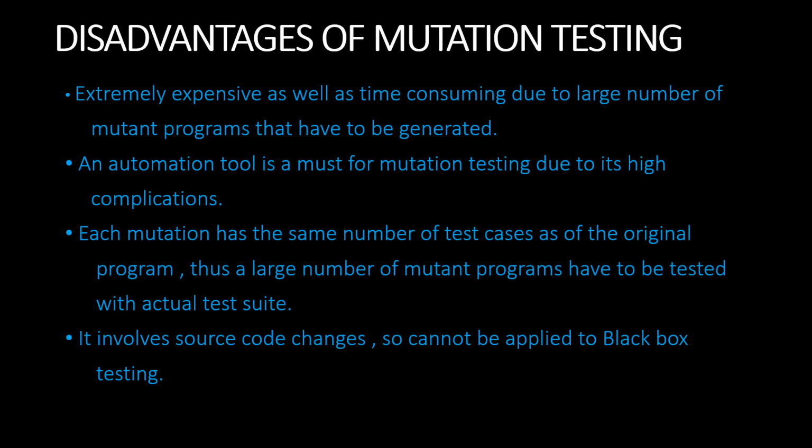Disadvantages of mutation testing. Extremely expensive as well as time consuming due to the large number of mutant programs that have to be generated. An automation tool is a must for mutation testing due to its high complications. Each mutation has the same number of test cases as the original program, thus a large number of mutant programs have to be tested with the actual test suite. It involves source code changes, so it cannot be applied to black box testing.